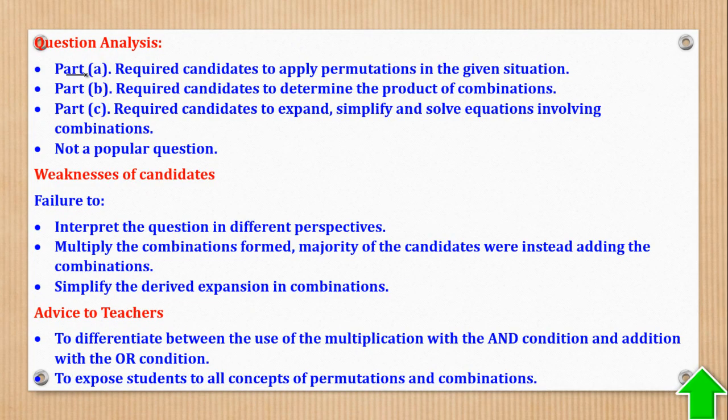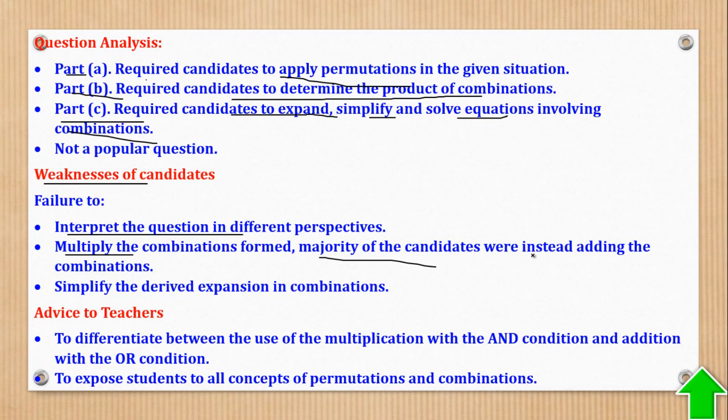So question analysis: part A required candidates to apply permutations in the given situation. Part B required candidates to determine the product of combinations. And part C required candidates to expand, simplify, and solve equations involving combinations. The weaknesses were: 1. Failure to interpret the question in different perspectives. Interpretation was a challenge. 2. Failure to multiply the combinations formed. Majority of candidates were instead adding. 3. Failure to simplify the derived expansion in combination.